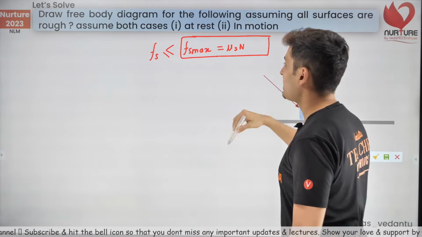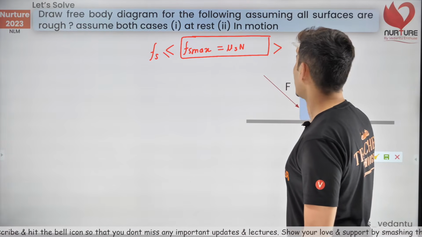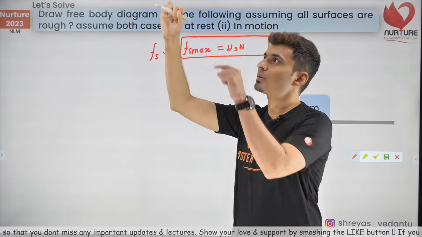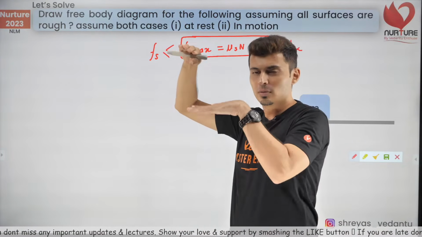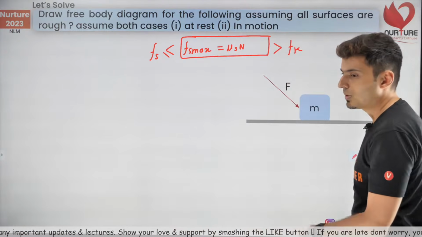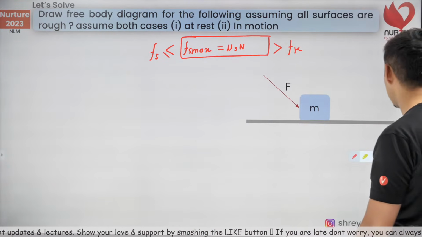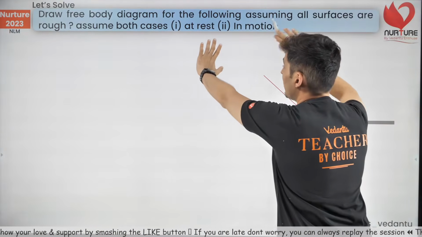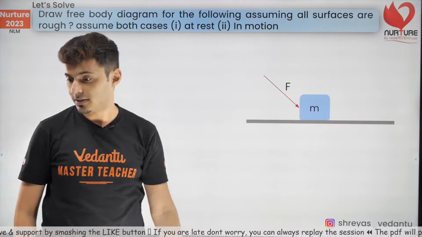And this Fs max is always more than Fk, kinetic friction. The limit is always more than the kinetic. Once you enter the kinetic zone, the friction reduces. That's all. Okay, remember this inequality. It will help you. Okay, let's draw the free body diagram at rest and in motion, both the cases.